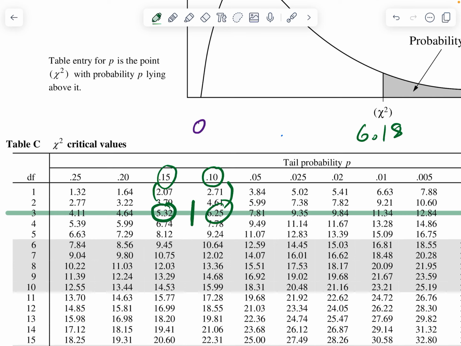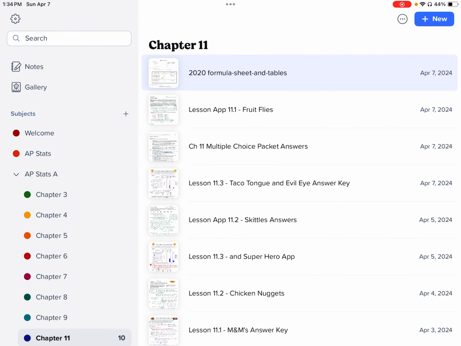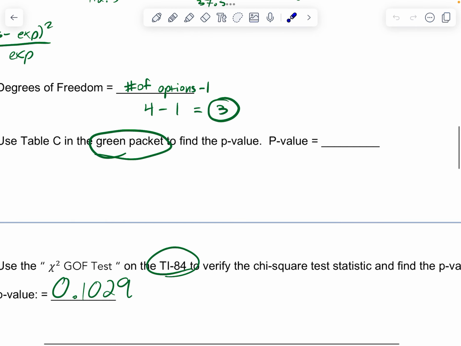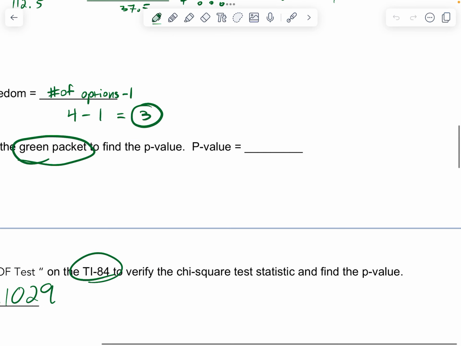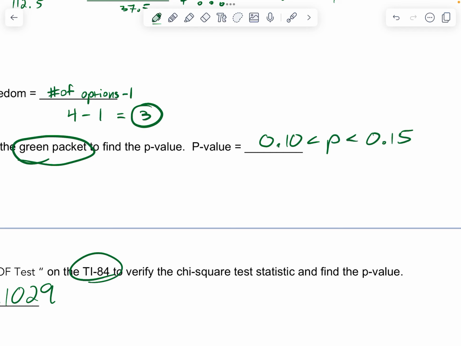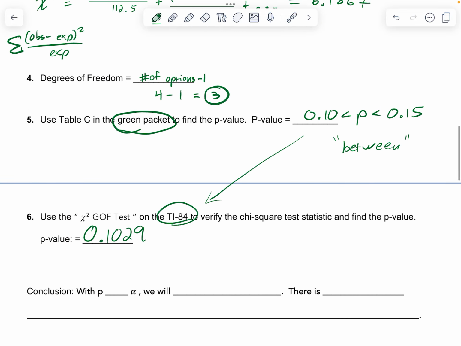You can also kind of see it's closer to 6.25. It's very close to 6.25. It's farther from 5.32. So that leads me to believe that the p-value is pretty close to 10%, which it is. We already know what it is. It's pretty much exactly 10%. But when you use the packet, the best you can do for the p-value is to say that it is in this range of values. It is between, is another way to think of it. It's between 10 and 15%. And they match, right? Like down here, they match.